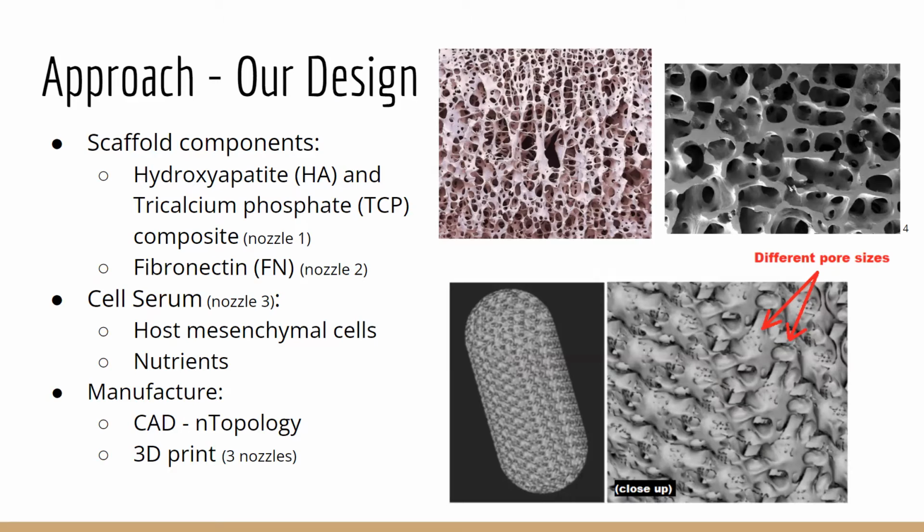HA and TCP are raw ceramics and show high similarity to bone minerals and mechanical properties of bone, which makes them biocompatible, biodegradable, and osteoconductive. FN is used to promote cell adhesion, and mesenchymal cells are used to give rise to new bone cells. However, our design is limited to technologies we have now, preventing a full mimicry.